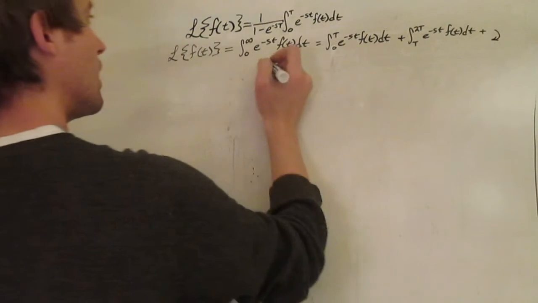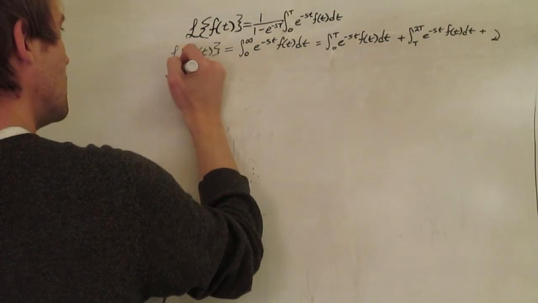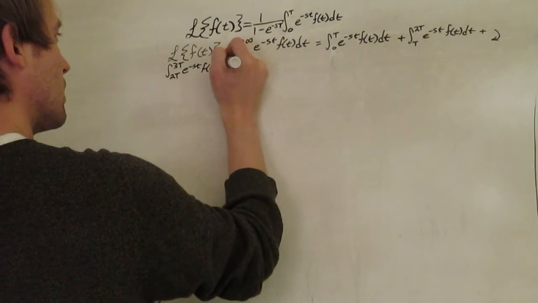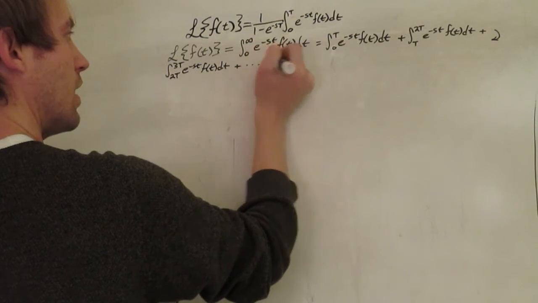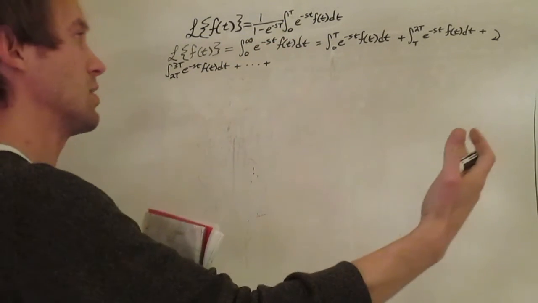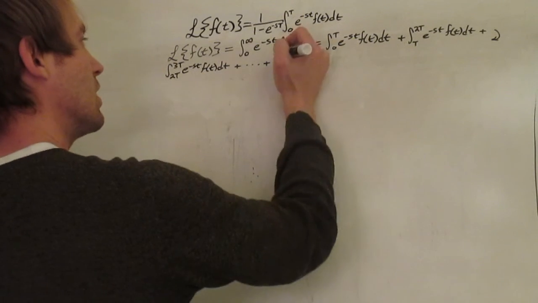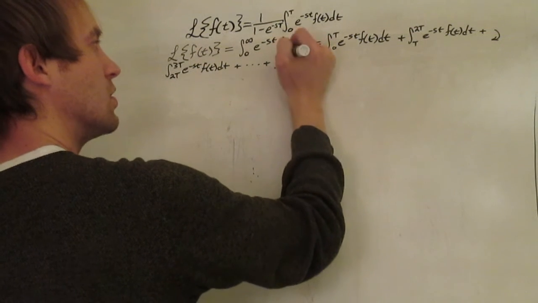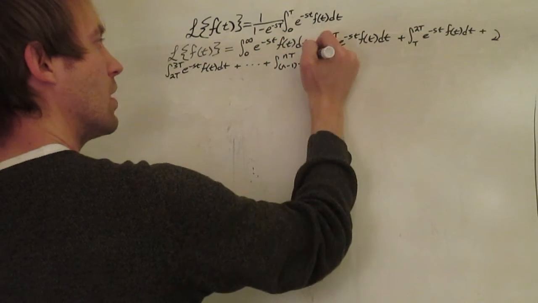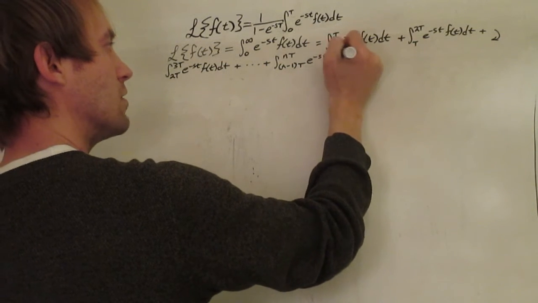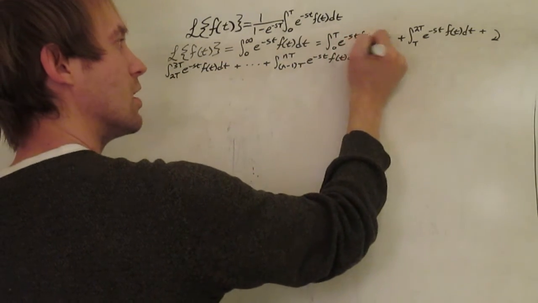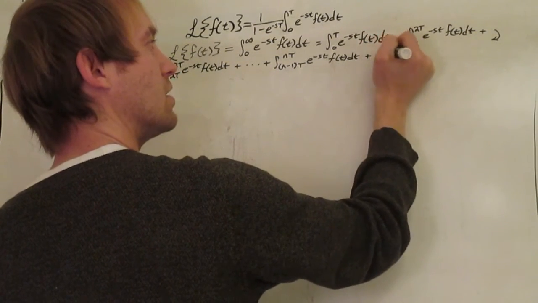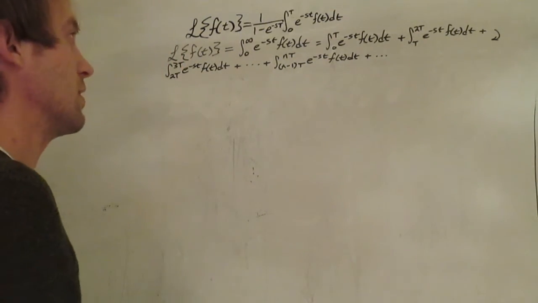plus, coming down to the next line, the integral from 2T to 3T of e to the negative st f of t dt, plus dot dot dot, meaning there can be so many terms, we don't really care how many, any finite number, plus the integral from (n minus 1)T to nT of e to the negative st f of t. So these are arbitrarily large limits, and we don't stop there, but we say plus dot dot dot to say that it goes on to infinity.